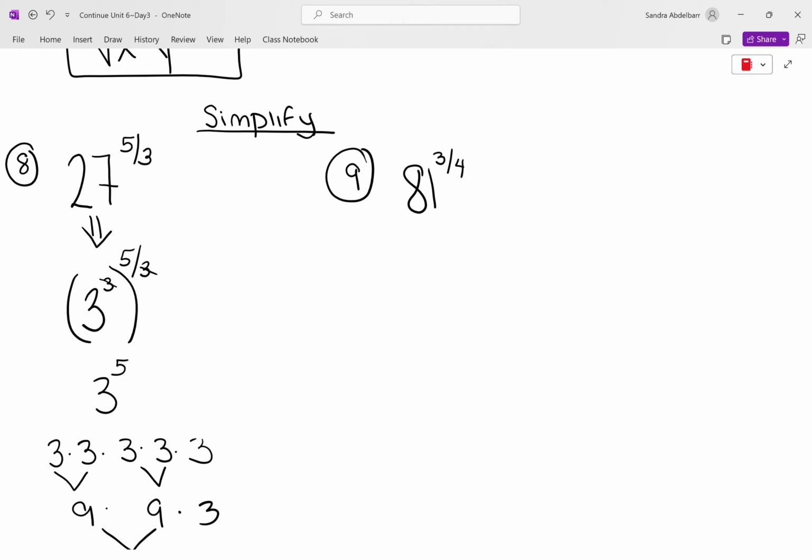I want us to simplify 81 to the 3/4 power. So where is my brain going here if I want to simplify this? I want to change that base. What do I want to change that base to?